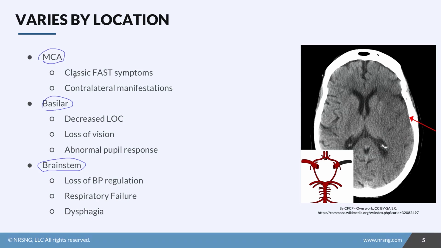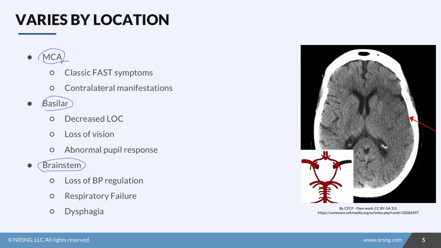Because what will happen is you'll call your physician, say, hey, we have a stroke coming in, and they're going to ask what the symptoms are. And before they even look at the CT, they might be able to tell exactly where that stroke occurred. It's also helpful for you because if you know what you should be expecting with an MCA stroke, classic FAST symptoms, contralateral, and then you start seeing respiratory failure, we know something else is going on here. So we need to assess the patient, look for any signs of deterioration or anything like that.